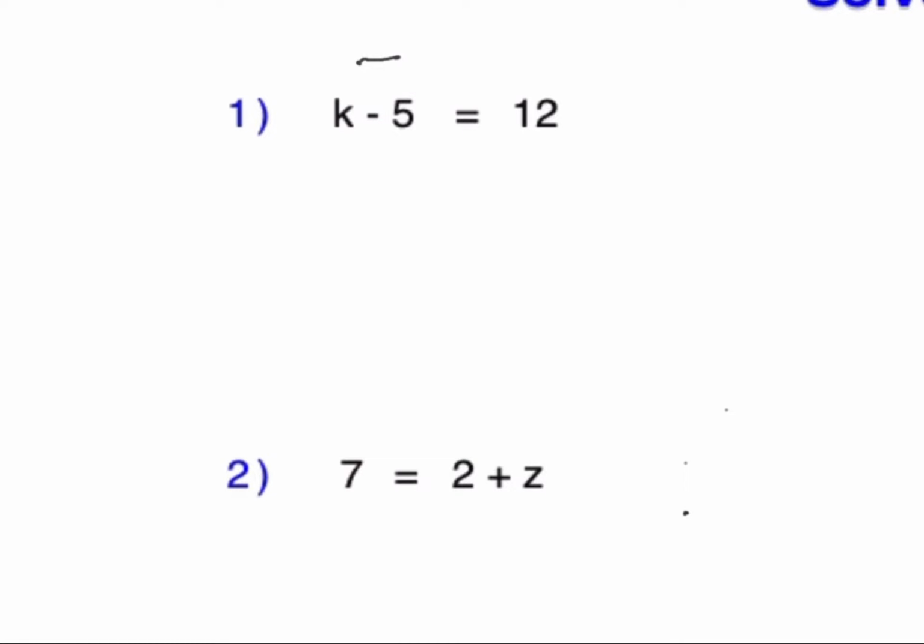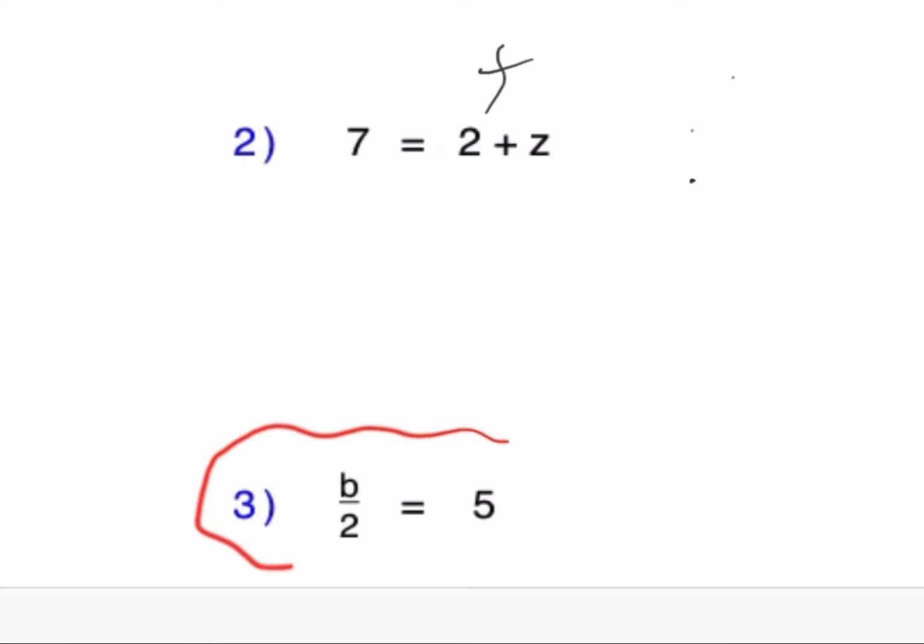What operation is happening here? Well, here's the variable, and what's happening to the variable? It's being added to. So I'm going to write a plus sign above that, okay? Next, what's the next one? Here, you've got b over 2 equals 5. What's the operation happening here? Well, what's happening to b? b is being divided by 2. Again, remember, fractions are division. So b is being divided by 2. So I'm going to put a division sign above it, okay?